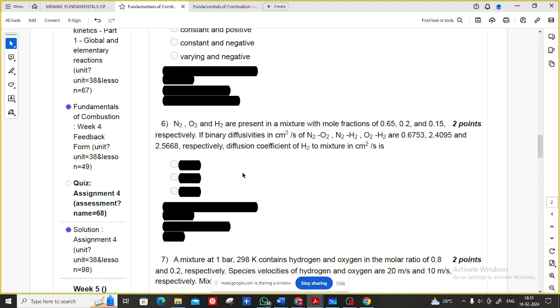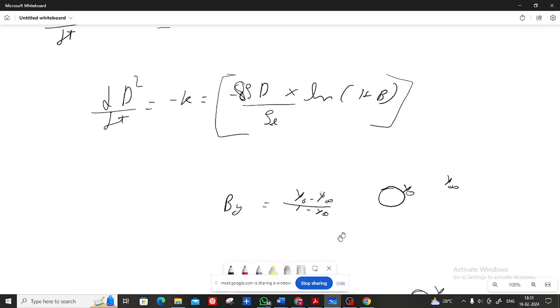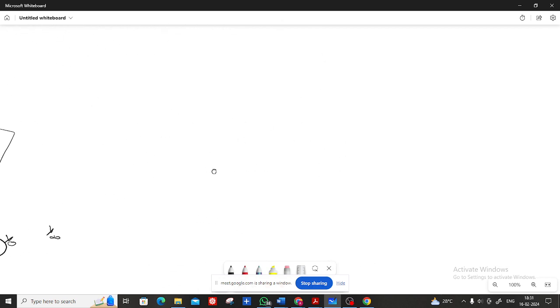Now, question number 6. See, in question number 6, you are supposed to know a formula that is there. Only then can you solve this question. If you don't know the formula, you cannot solve this question. There is a formula to calculate the diffusion coefficient of a mixture if the diffusion coefficients of binary species are given. I will tell you the formula, and after that you try to calculate. It is already covered in the lecture video.